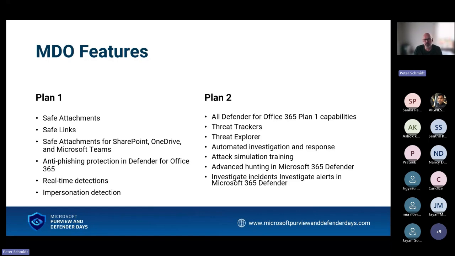But again, it can also be added on top of, let's say, the E3 if you want to add extra capabilities to your service. Some of the more advanced features available in Plan 2 are better tools for exploring and hunting the threats we see here. You can also create automated investigations and responses based on whatever comes in. So there are a lot of extra threat and hunting capabilities included in that additional plan.